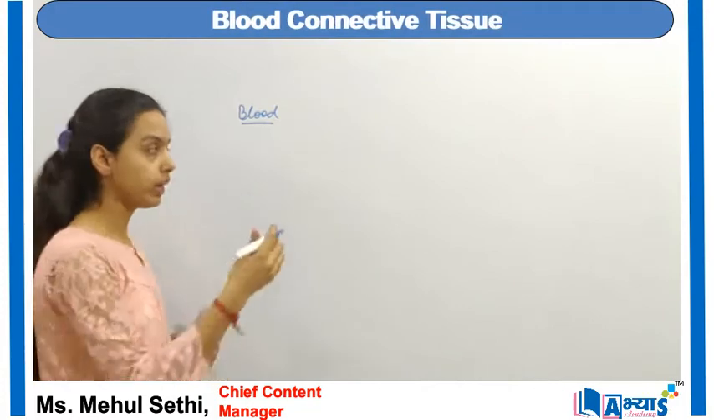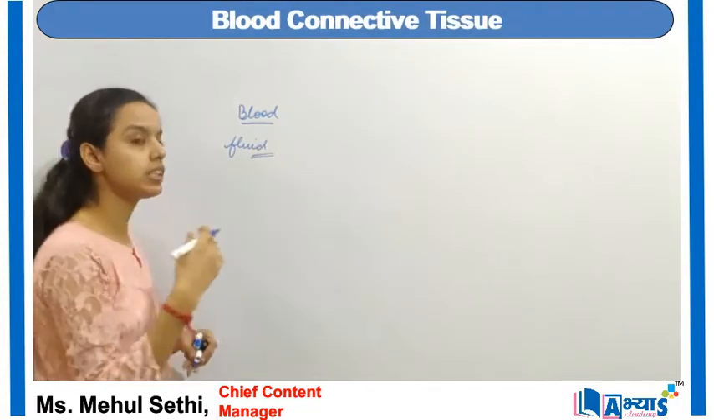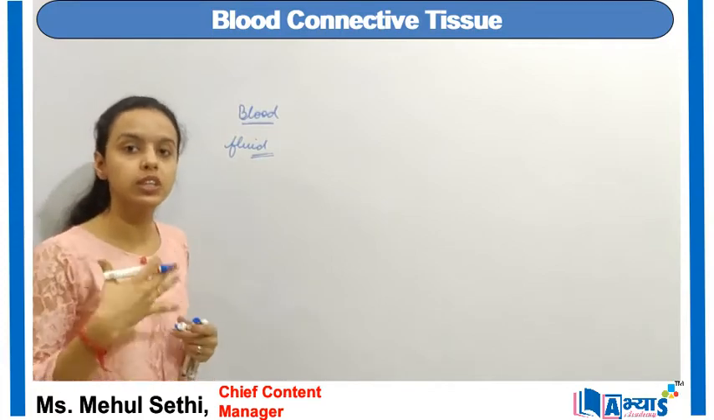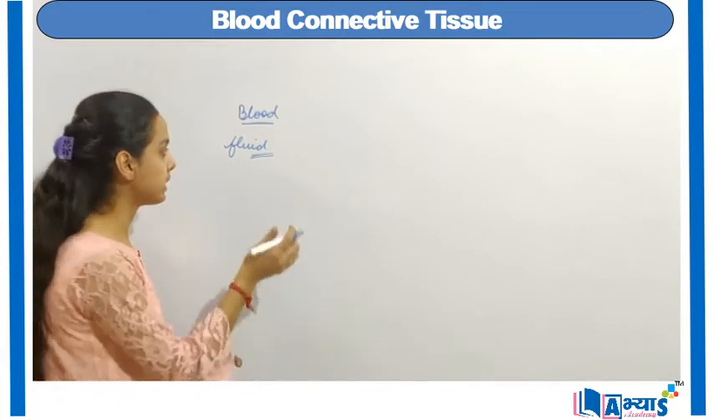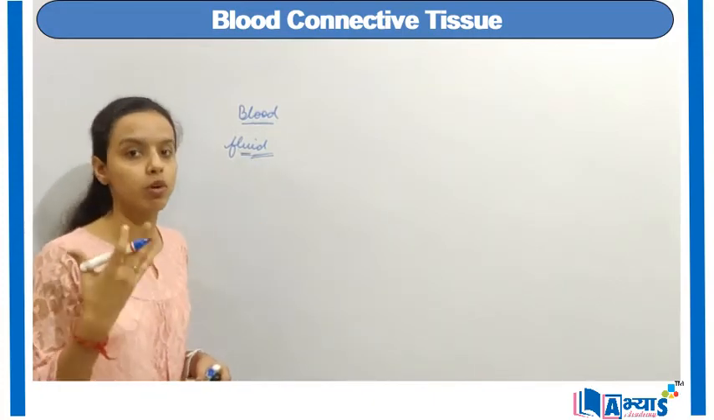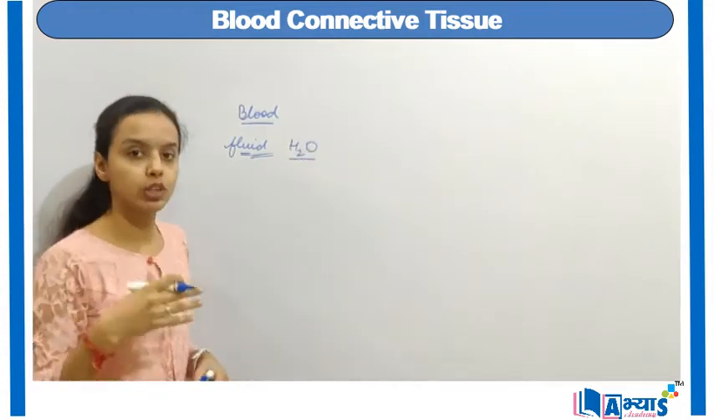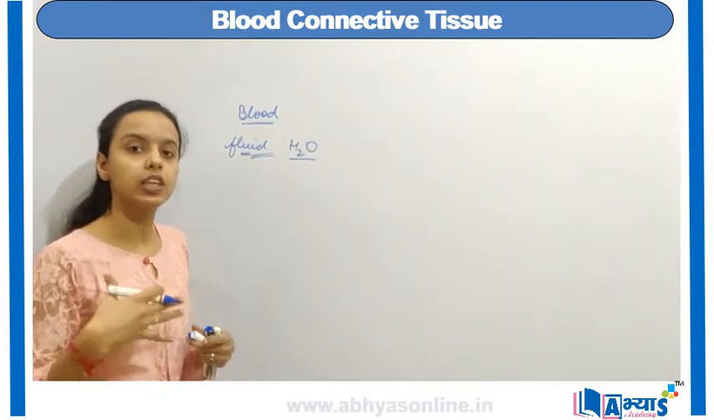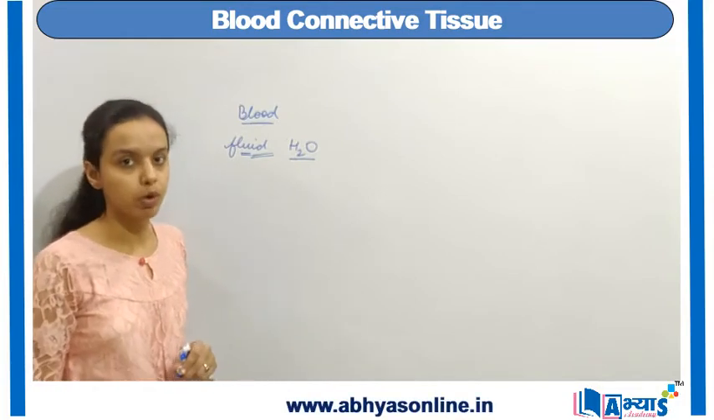Blood is a fluid connective tissue. That means it connects the various cells in the body and transports certain substances from one point to another. It is basically fluid. That means 75% of the blood is made up of water. So 75% composition of blood is actually water. Thus we say that it is a liquid substance which flows through various parts of the body.